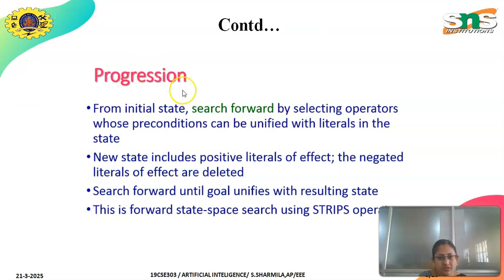And the progression is from the initial state. It searches forward by selecting operators whose preconditions can be unified with literals in the state. The new state includes the positive literals of the effect. The negative literals of the effect are deleted. The search goes forward until the goal unifies with the resulting state. This is forward state space search using STRIPS operators.